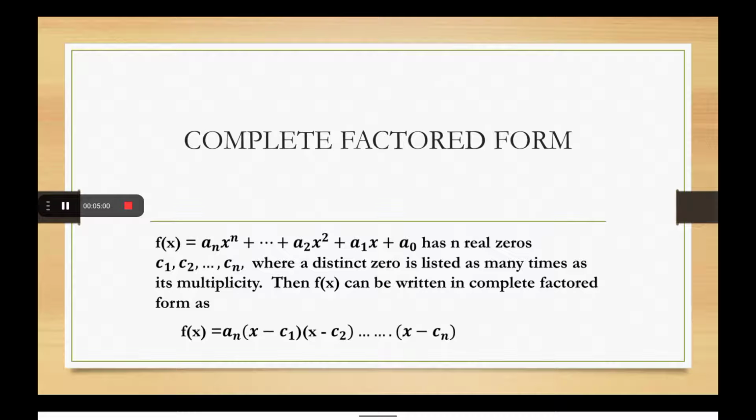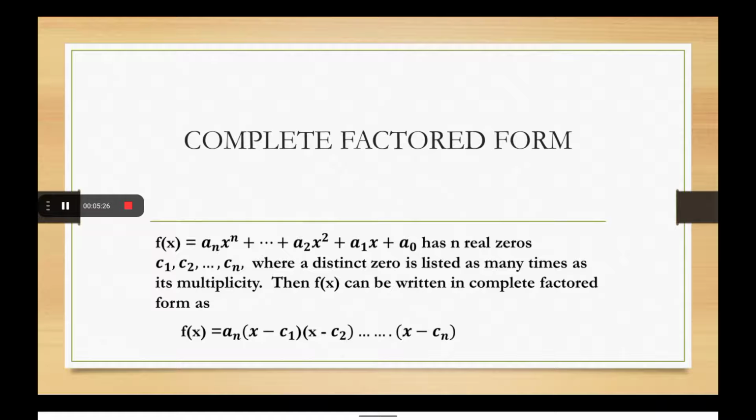where a distinct zero is listed as many times as its multiplicity. Then f of x can be written in complete factored form as f of x equals a_n times (x minus c1)(x minus c2) and so on up to (x minus cn). This means a complete factored form is, if here is one example polynomial, and the real zeros are c1, c2, etc., cn.